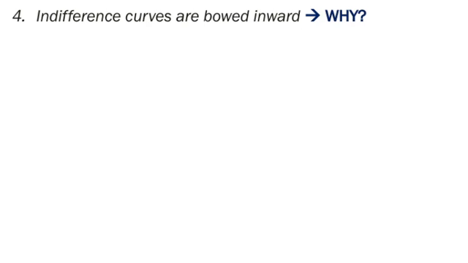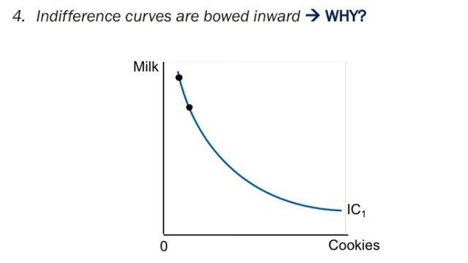Okay, last property of indifference curves is that indifference curves are bowed inward. To explain why this is true, let's consider the very top portion of the indifference curve. Suppose we have on the axes milk and cookies. Okay, the two coordinates that I have are two coordinates that individuals are indifferent between. So if you start at the very top coordinate, that means that they have gobs and gobs of milk, but barely any cookies. If you're in a situation like that, you kind of want some cookies.